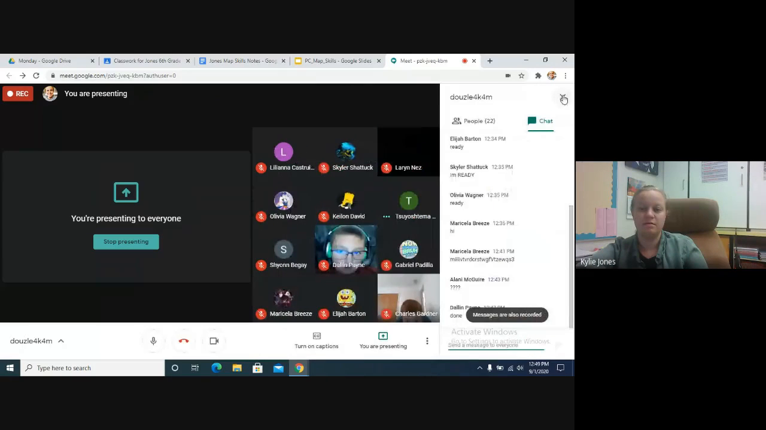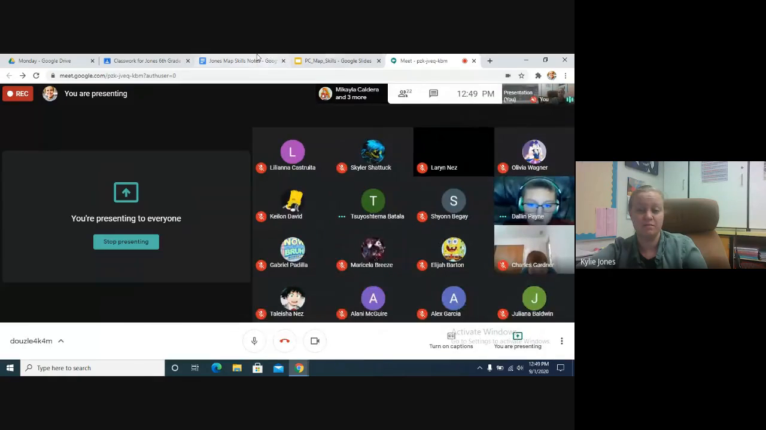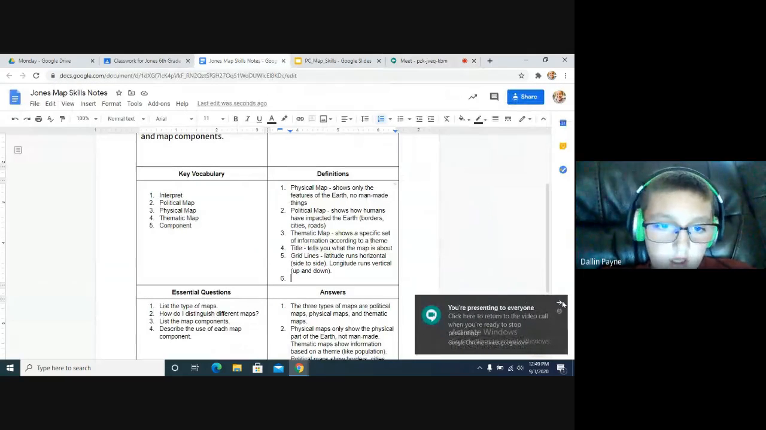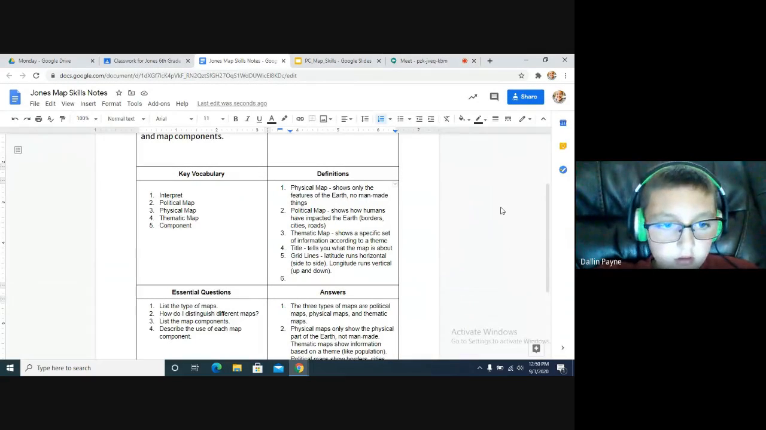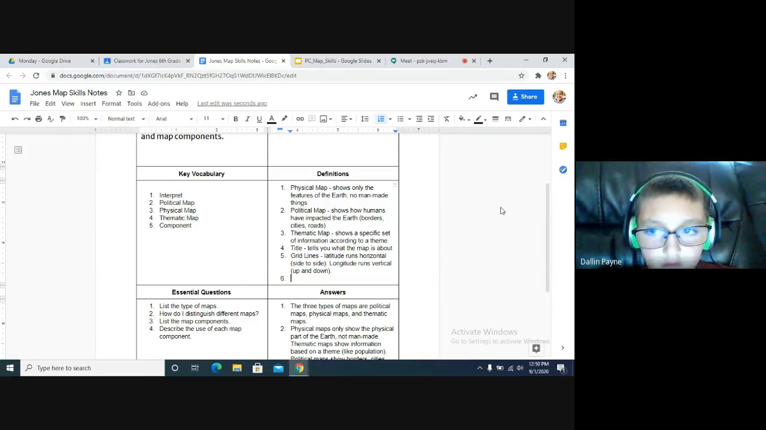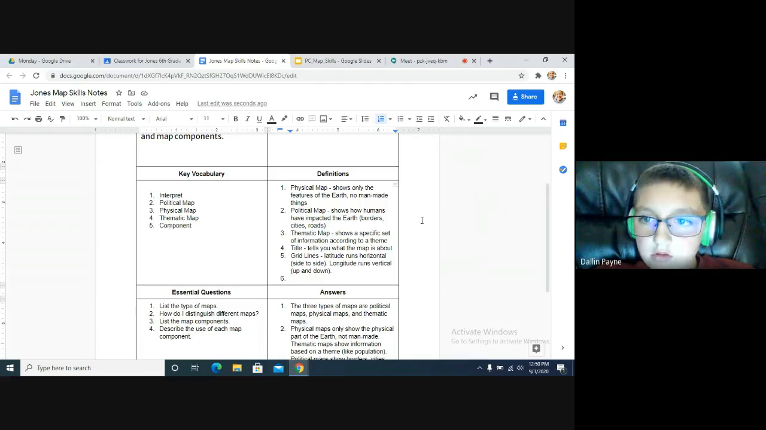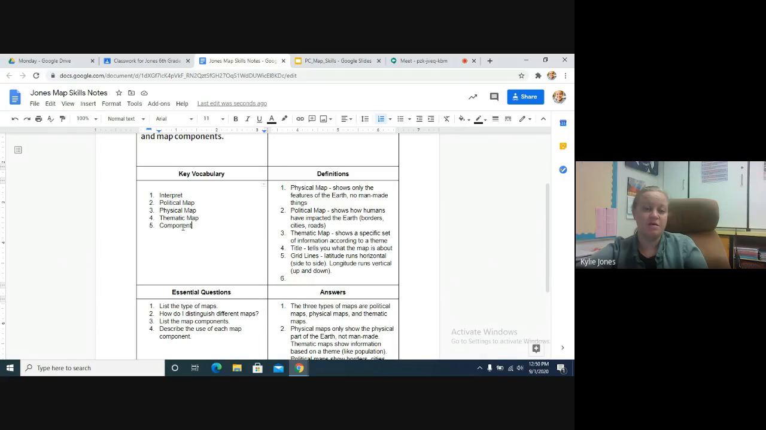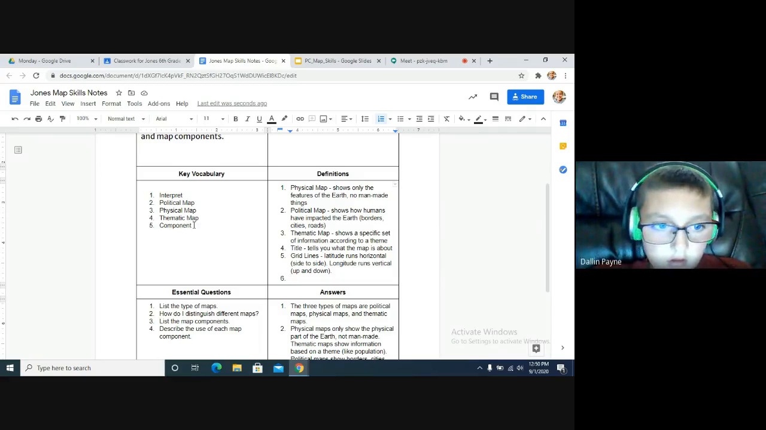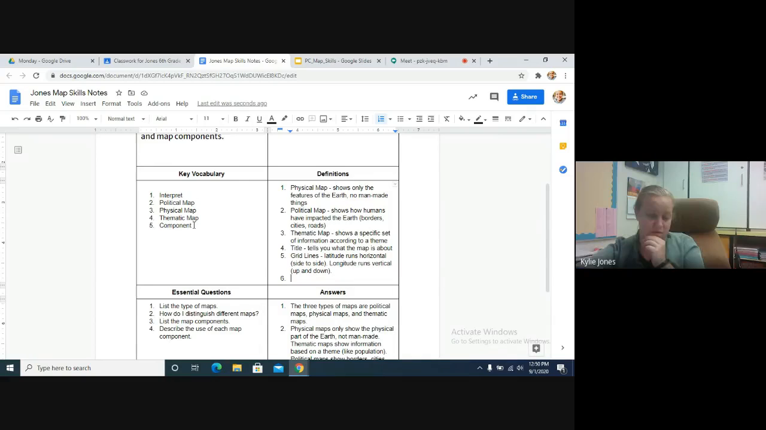Ready for our next one? On the key vocabulary one, not on the definitions. Are the ones we're doing right now not key vocabulary? The ones that we're doing right now are the component parts. So a component is a part of something. So what we're doing are the components of a map. So yeah, they're kind of connected.